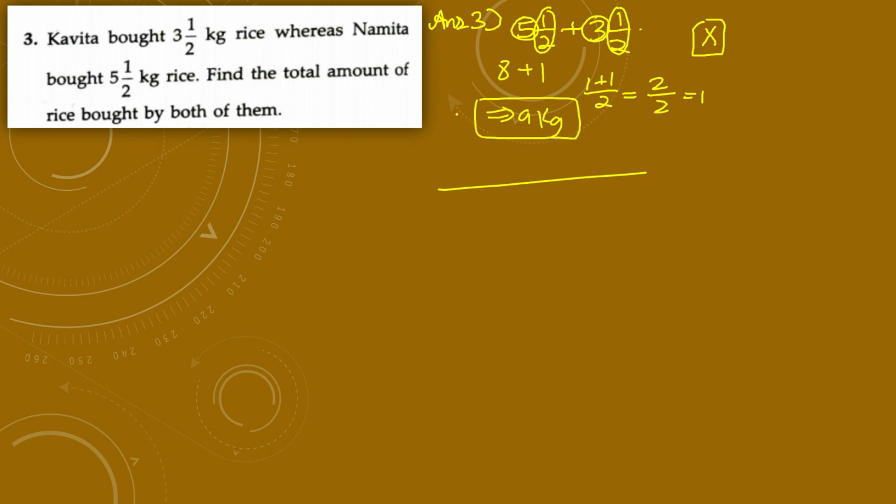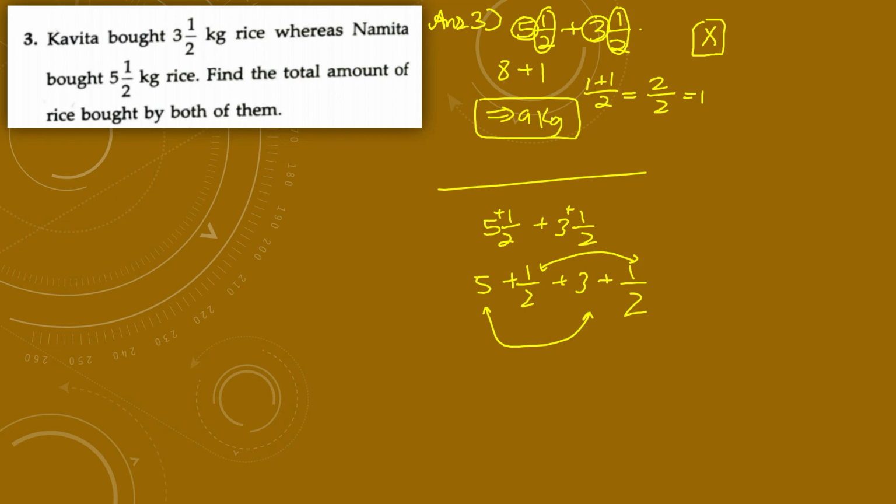Okay my friends, now let's move to the next question. Well, the reason is that 5.5 plus 3.5 is addition only, so we have 5 plus half plus 3 plus half. By using the associative property, I first add these two, then add these two, and then add them together, and that is how I get 9 kg as the answer.